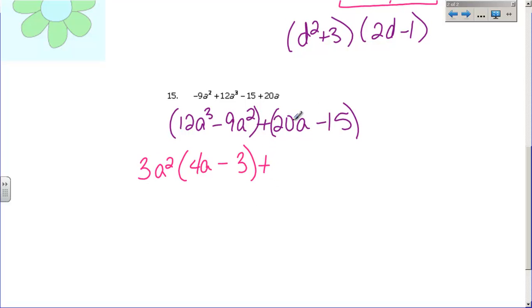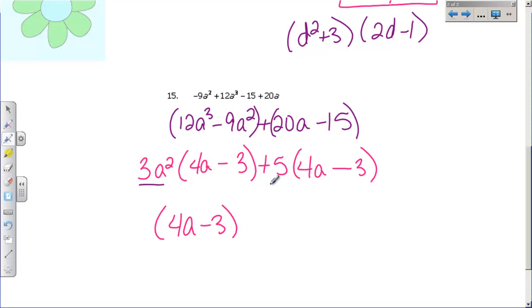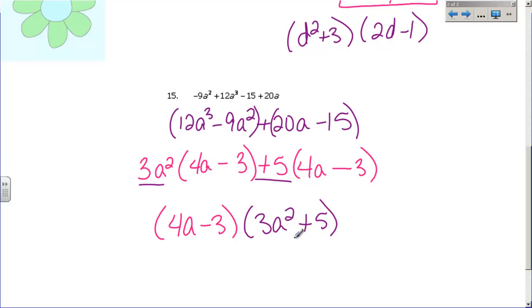Now the greatest common factor between 20 and negative 15 is going to be 5. They don't both have an a, so that's it. So now 20 divided by 5 is 4, and I got to keep the a. And 15 divided by 5 is 3. Now if you will notice, in parentheses, they match. One of my factors is 4a minus 3. The other factor is what's not in parentheses, which is 3a squared plus 5. So these two things would multiply to give me this.